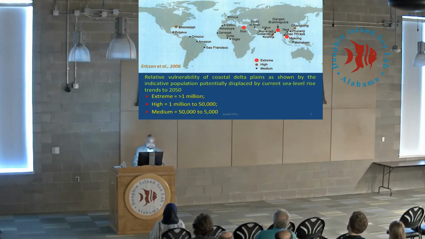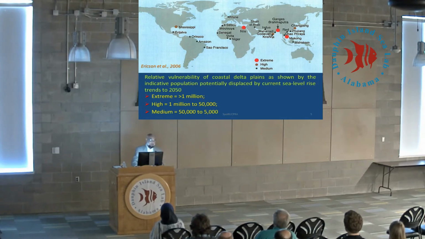This is a good map which was developed by Ericson and others. It shows how we differentiate deltas and how it affects the human population. That time it was talking of 2006, with sea level rise trends to 2050, so now it must have changed a little bit. He has classified three deltas: the Nile Delta, the Ganges-Brahmaputra, where I come from, India, that I worked on, and then the Mekong Delta. These are the major deltas which will affect much more population.